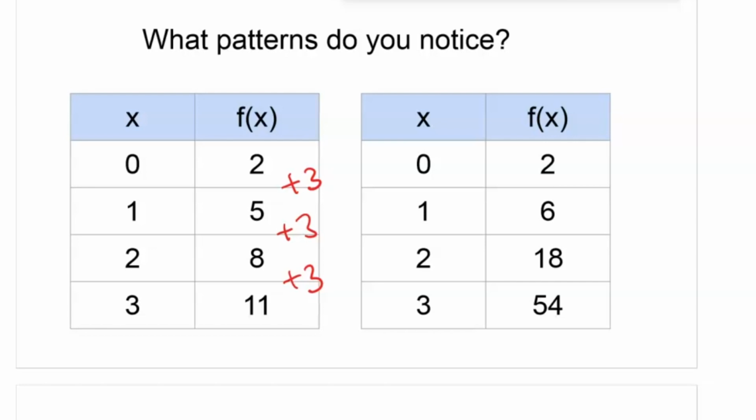In the second column, to get from 2 to 6, we multiply by 3. And then from 6 to 18, again, we multiply by 3. And then 18 to 54, we multiply by 3. So the first table is adding by 3 every time. The second table is multiplying by 3 every time.